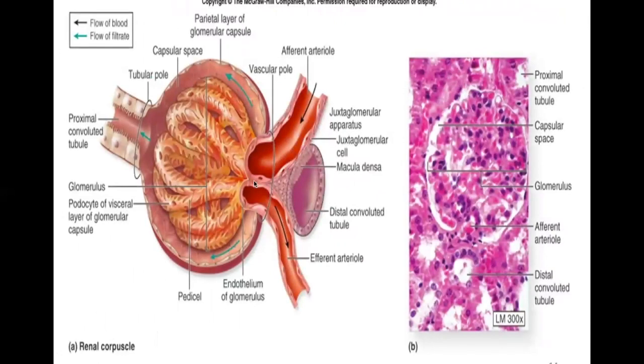This is how ultrafiltration takes place. This is a Bowman's capsule. Inside the Bowman's capsule, there is a network of capillaries. And this network of capillaries in which filtration takes place is called ultrafiltration. The ultrafiltration takes place mainly because there is a pressure difference in this area.